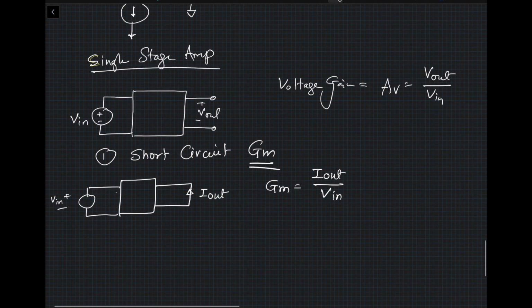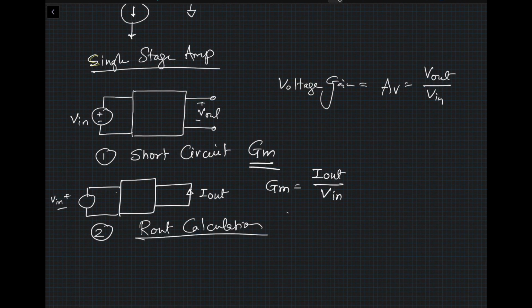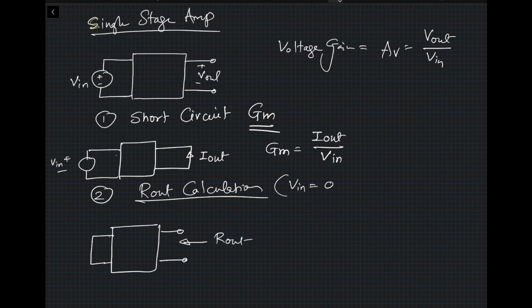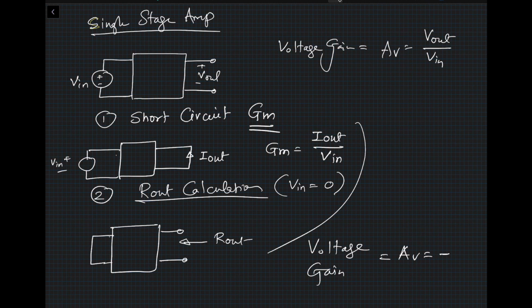And the second thing you do is you calculate R out. In this case, you put V in equal to 0. This you pretty much know. You take your amplifier and short the inputs, and just like you do for Thevenin, you can calculate R out. You apply V test and measure I test, with V in equal to 0. Then after doing this, your voltage gain is given by AV is equal to minus GM times R out.